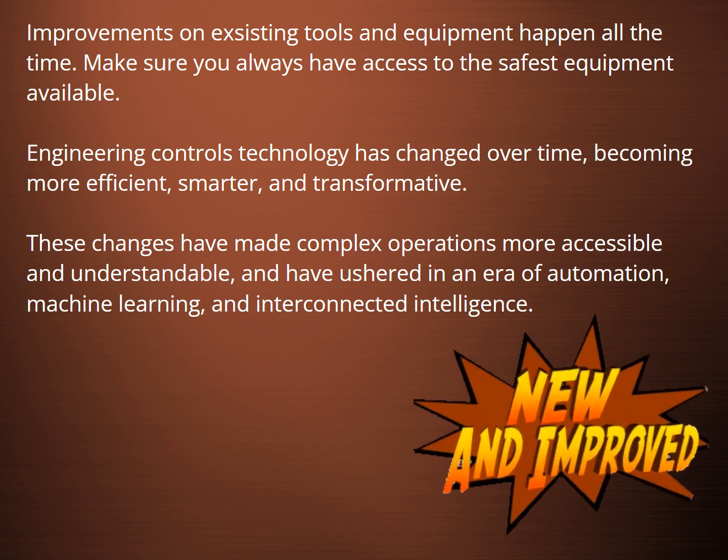Improvements on existing tools and equipment happen all the time. Make sure you always have access to the safest equipment available. Engineering controls technology has changed over time, becoming more efficient, smarter, and transformative. These changes have made complex operations more accessible and understandable and have ushered in an era of automation, machine learning, and interconnected intelligence.